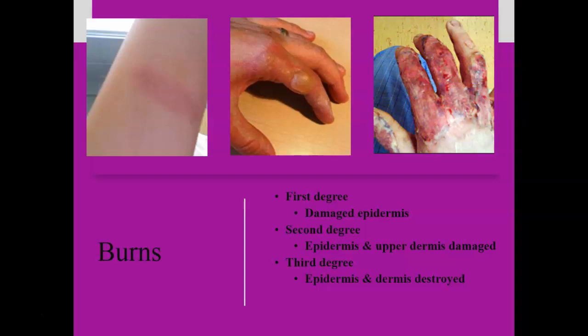You might as well poke a hole in a condom, right? You just broke the barrier. And then your third degree burns are the most damaging of the burns that we are examining.